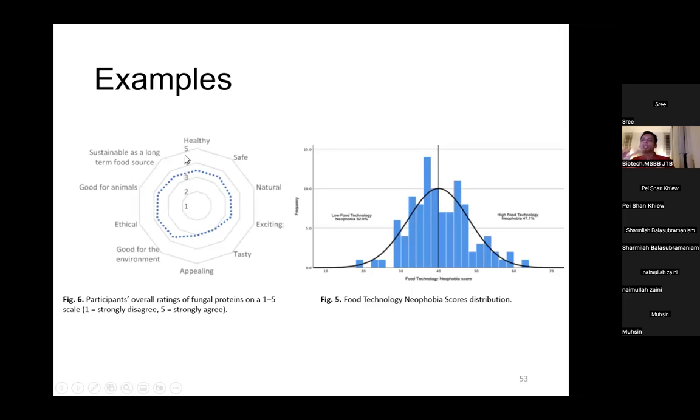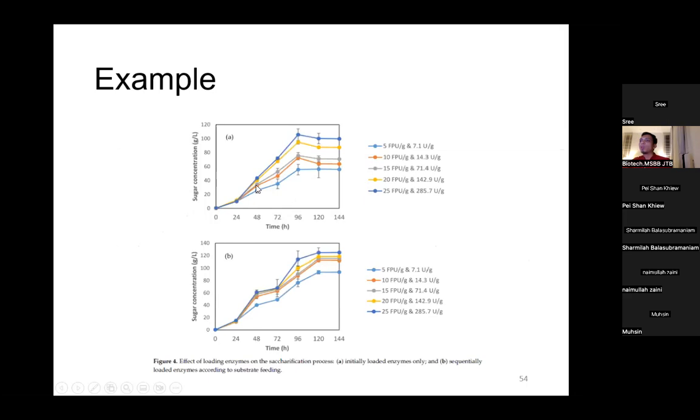We can put it into the normal pie chart. But if we put this one, we can see the connection between the healthy part, safe, natural, exciting, tasty, appealing, and so on. So we can see the connection, right? The tendency of people going to which part of the situation. Or we can do some of the distribution using this pie chart, okay.